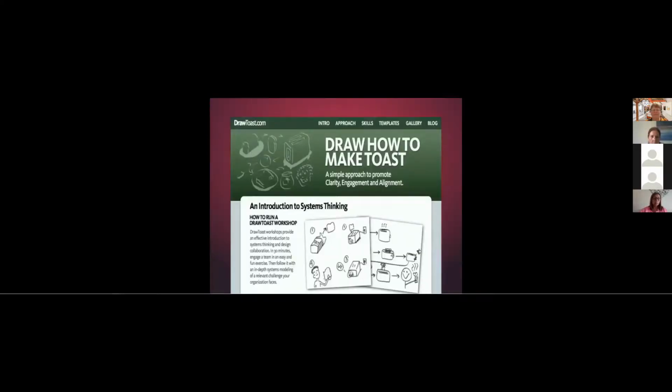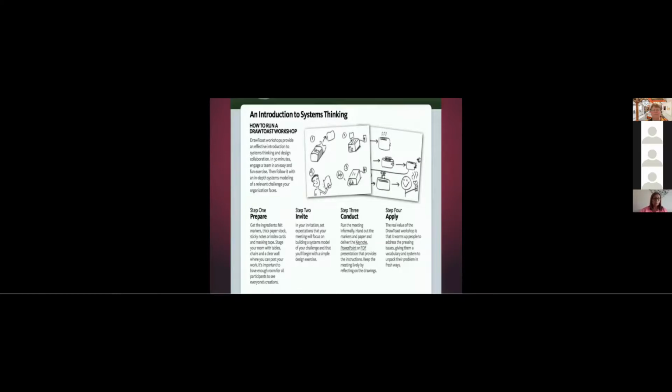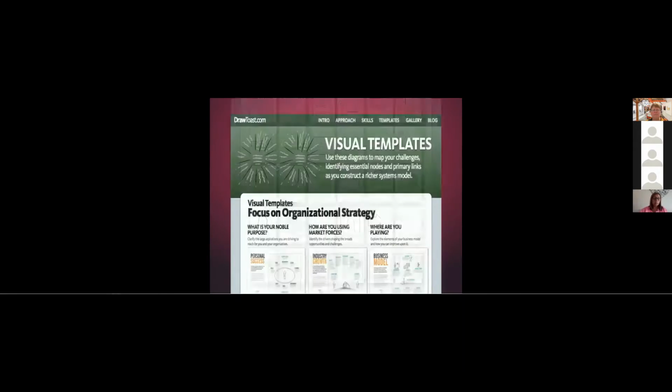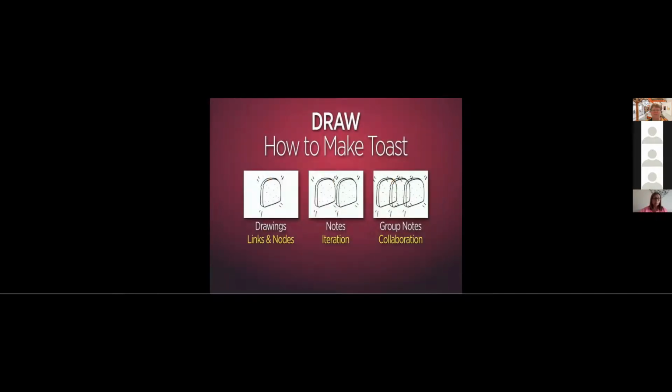So I'm now on a mission to help organizations solve their wicked problems by using collaborative visualization. On a site that I've produced called drawtoast.com, I've collected what I think are the best practices, so you can learn how to run a workshop here. You can learn more about the visual language and the structure of links and nodes that you can apply to general problem solving, and download examples of various templates for unpacking the thorny problems that we all face in our organizations. So the seemingly trivial design exercise of drawing toast helps us get clear, engaged, and aligned.